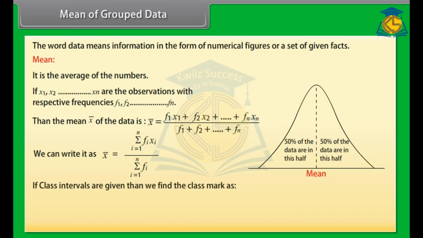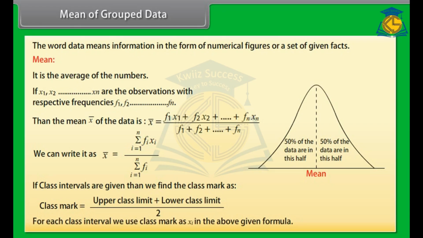If class intervals are given, then we find the class mark as: class mark equals (upper class limit plus lower class limit) by 2. For each class interval, we use the class mark as xi in the above given formula.